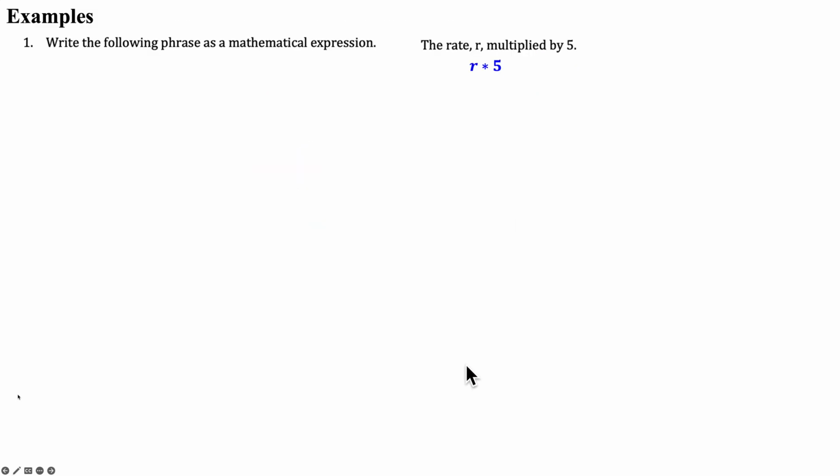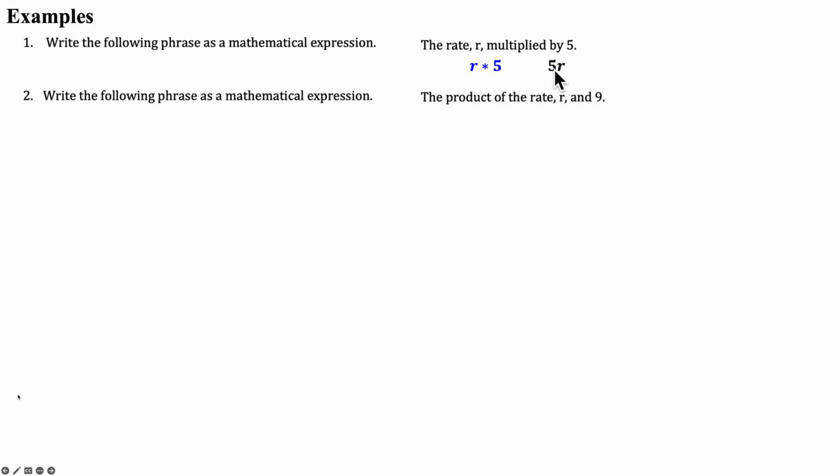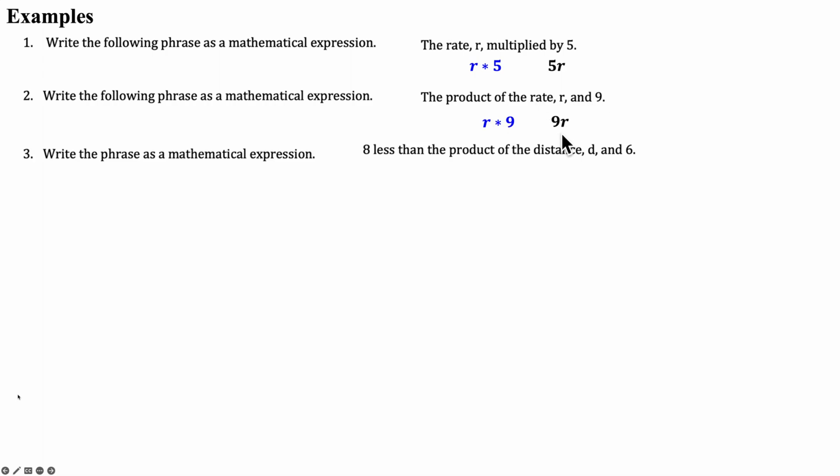All right, examples. We're going to write the following phrases as a math expression. The rate r multiplied by 5 is r times 5. All right, but to simplify our notation, we will have a tendency to put the 5 first, then the variable. The product of rate r and 9, r times 9, 9r.